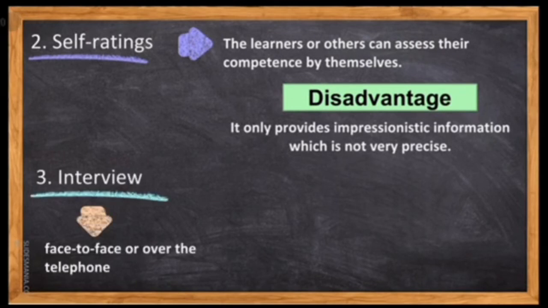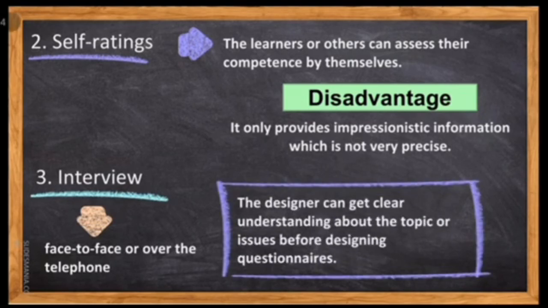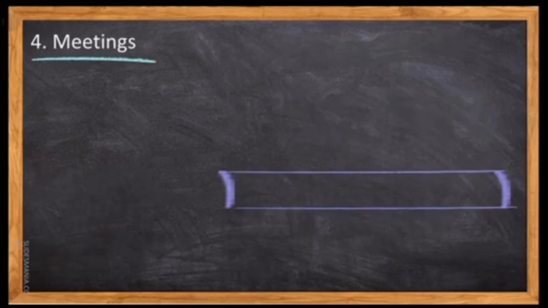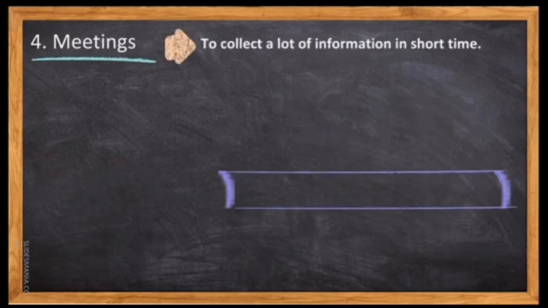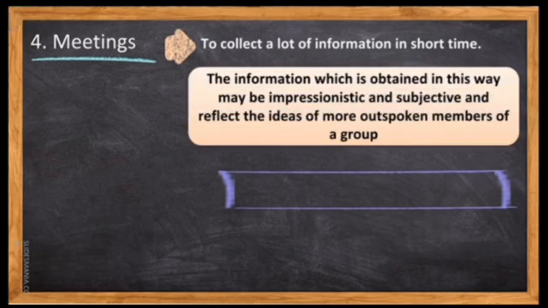Third, interviews. Interviews can be conducted face-to-face or over the telephone. By doing this, the designer can get a clear understanding about the topic or issues before designing questionnaires. Fourth, meetings. Its function is to collect a lot of information in short time. However, the information which is obtained in this way may be impressionistic and subjective and reflect the ideas of more outspoken members of a group.